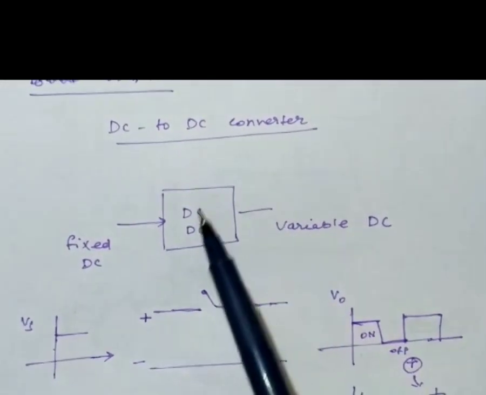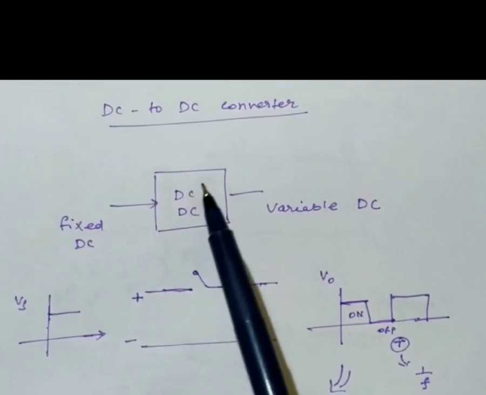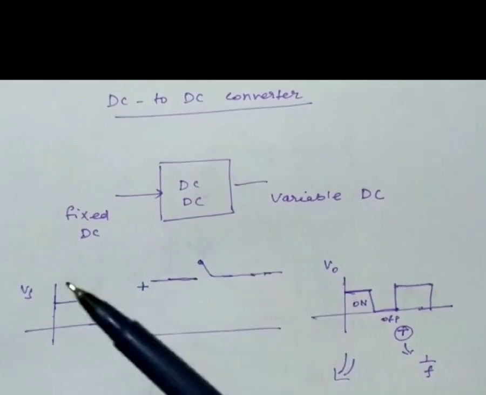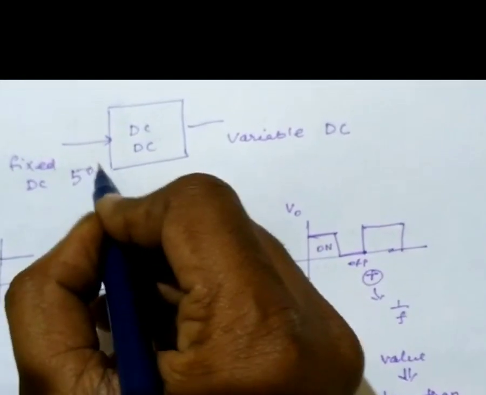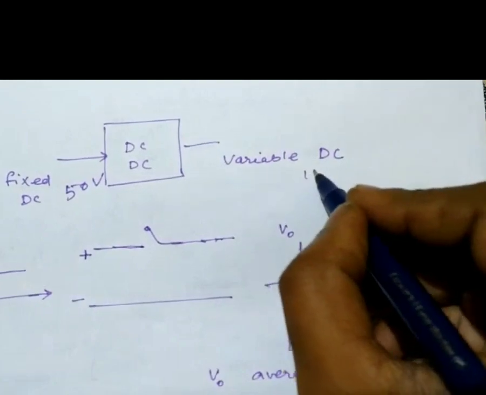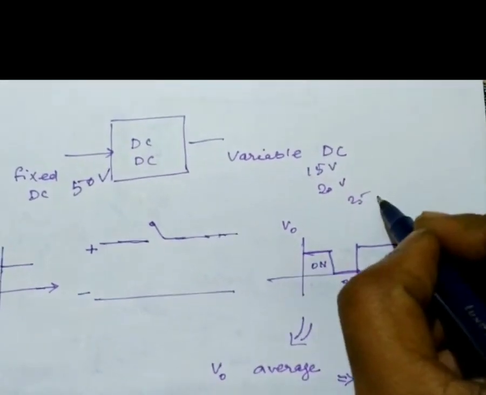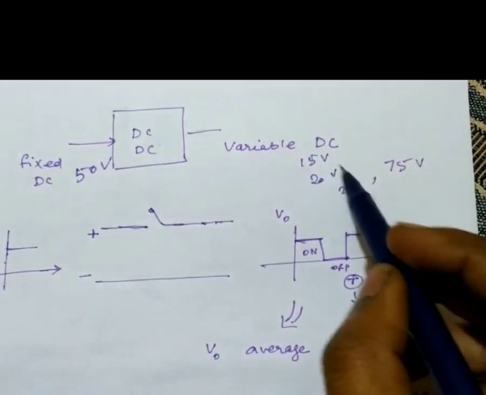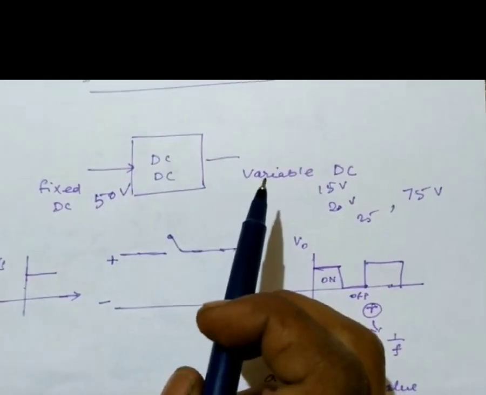DC to DC converter. First of all, we will see the definition of a DC to DC converter. It is a converter which converts a fixed DC into variable DC. Suppose we have 50 volt as the fixed DC. We can get a DC voltage of 15 volt, 20 volt, 25 volt, or more than 75 volt. That way, we can get variable voltage from the fixed voltage, so it is called a DC to DC converter.